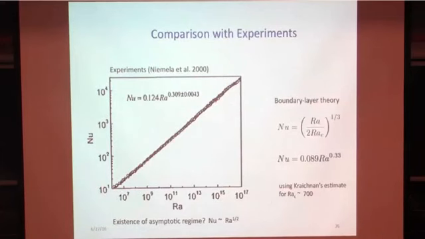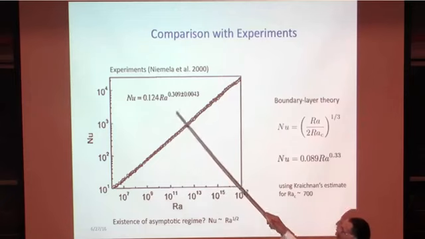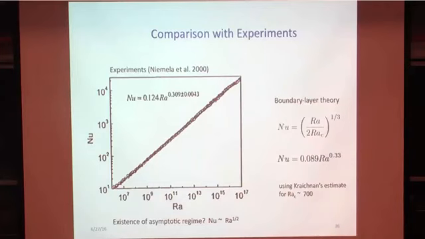Okay. On the left is a plot of Nusselt number as a function of Rayleigh number based on experiments done in liquid helium at the University of Oregon over, that's about 11 orders of magnitude. There's a best fit to that data. And what's the exponent? It's 0.309. Is that 1/3, like the theory?